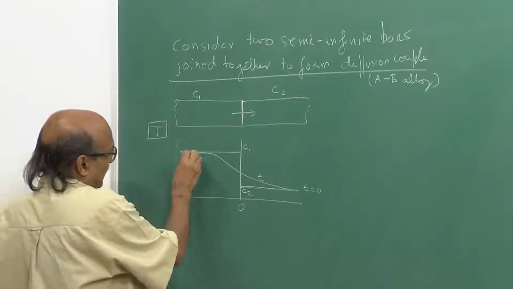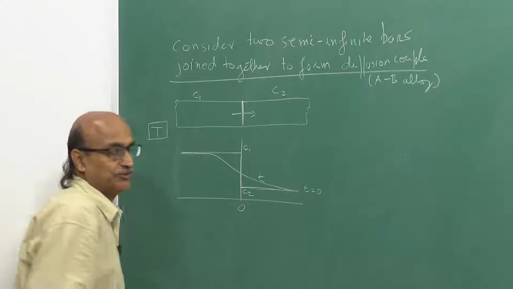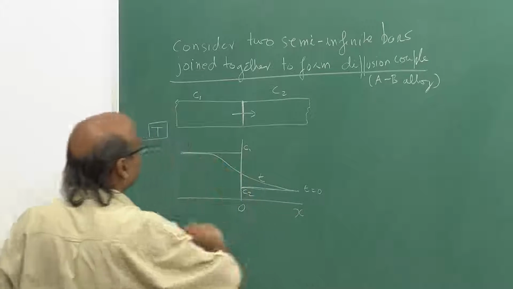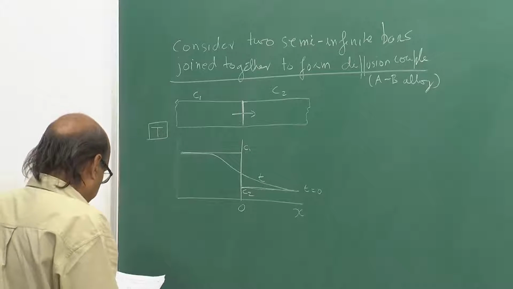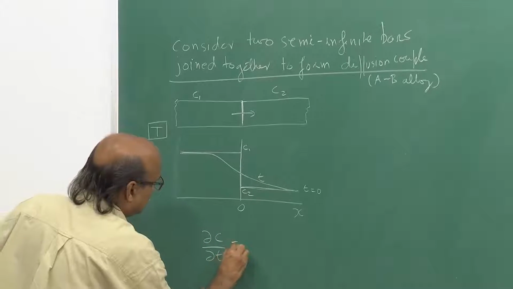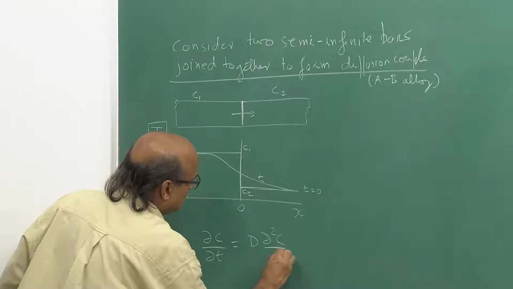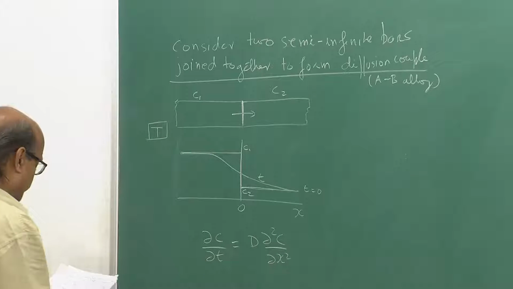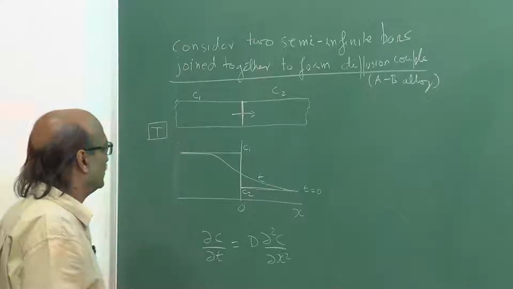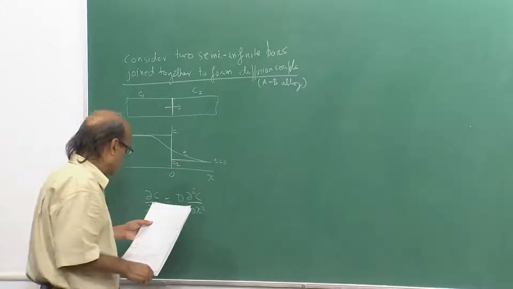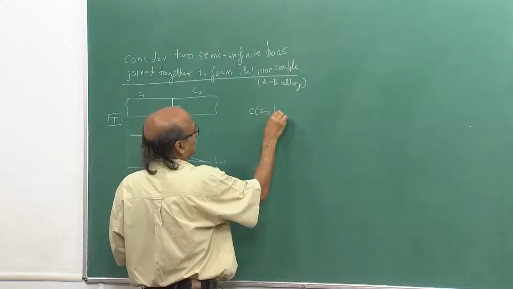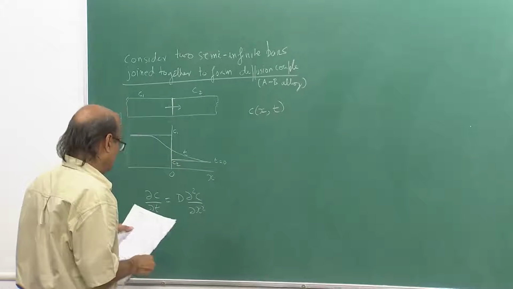So, if I want to know how this profile is going to change as a function of time, as well as of course as a function of distance, I would need a solution to Fick's second law, del C by del t is equal to D del square C by del x square. So, without going into any derivation, the solution is given by how the concentration changes as a function of x, the distance, and time t.